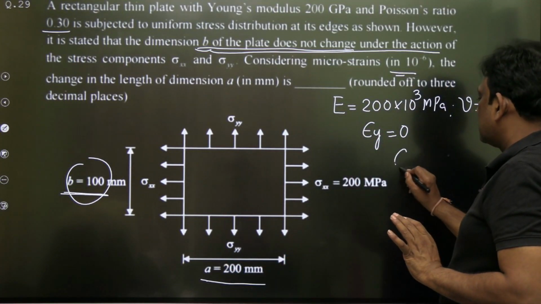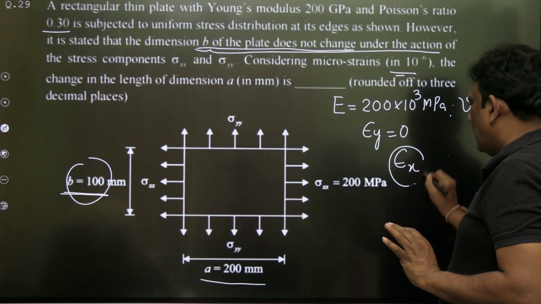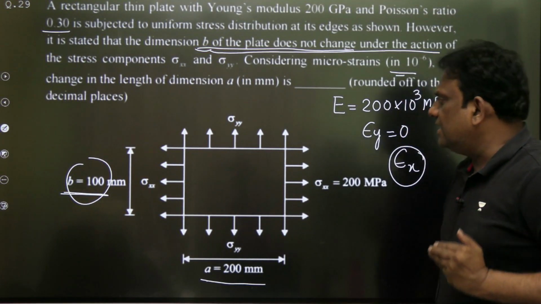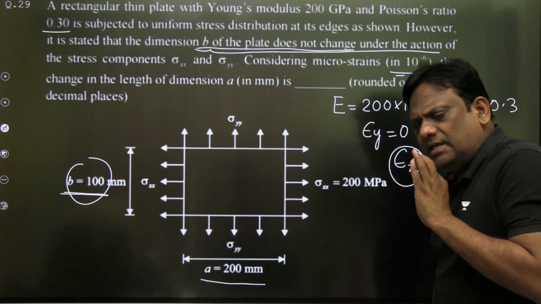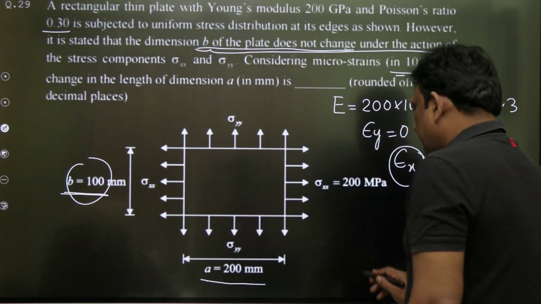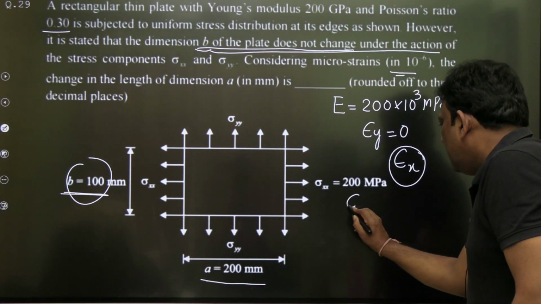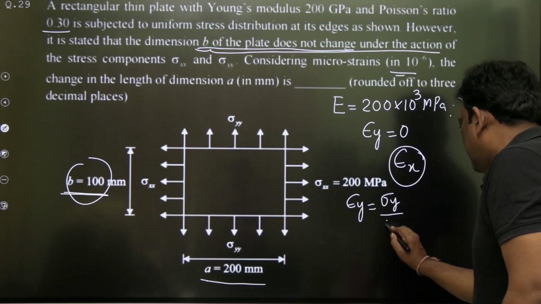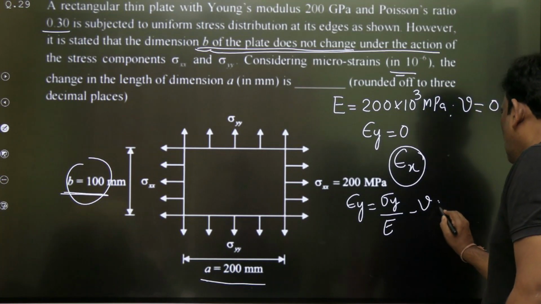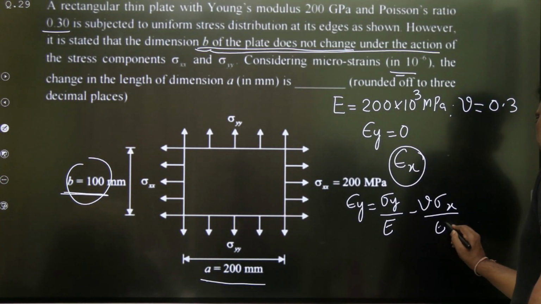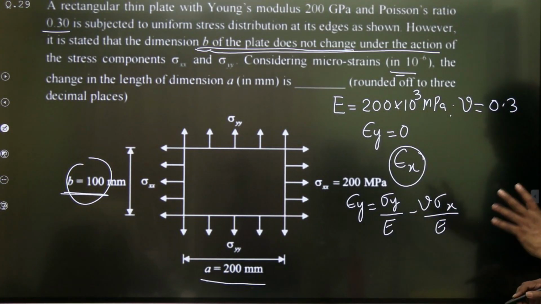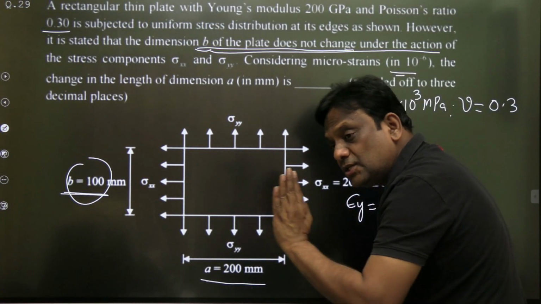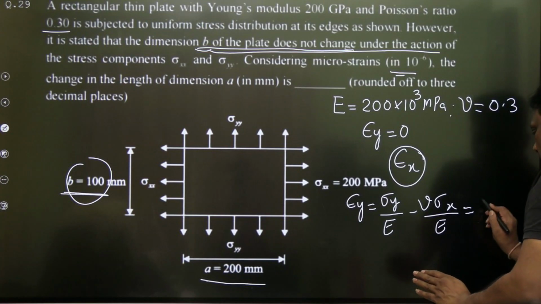Means he is asking. So let us find out epsilon x, that is strain in x direction. Then we'll find out the change in dimension in A. So you have already studied in our regular classes. Look, the strain in y direction can be written as sigma y by E minus nu sigma x by E. But in this problem, the strain in y direction is given as 0. So therefore, this is equal to 0.